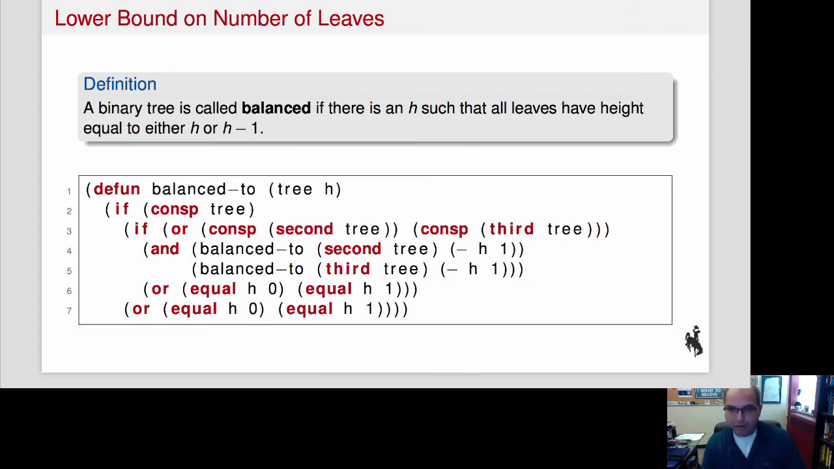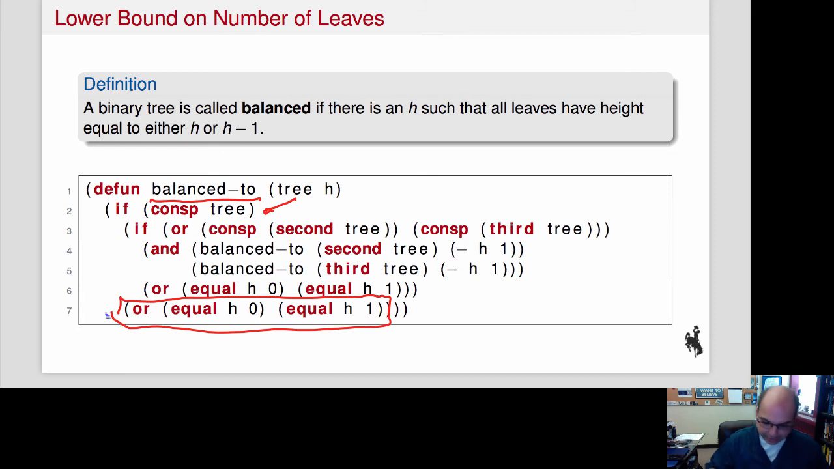As before, you can expect that I can actually prove this in ACL2, and here's how I can do it. I have to define what it means to be balanced. Okay, so here's the definition. It actually is probably the most subtle definition we're going to have. Let's start with this case. What if it's the empty tree? Well, if it's the empty tree, then the only way that it's going to be balanced is if h happens to be equal to 0 or equal to 1, right? Because remember, it's balanced with respect to h, okay?